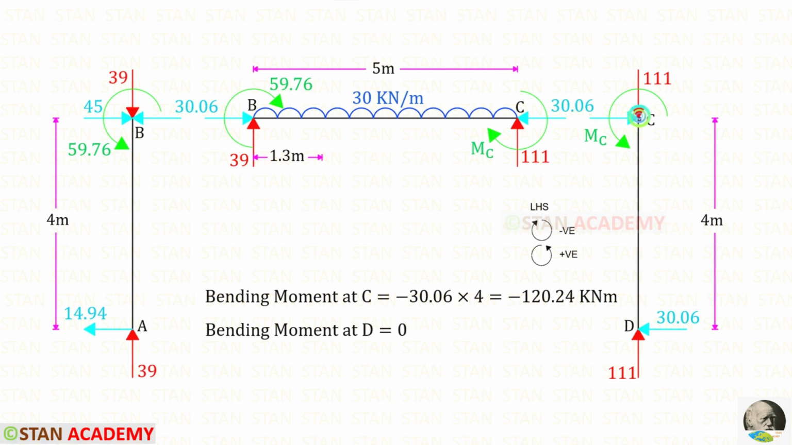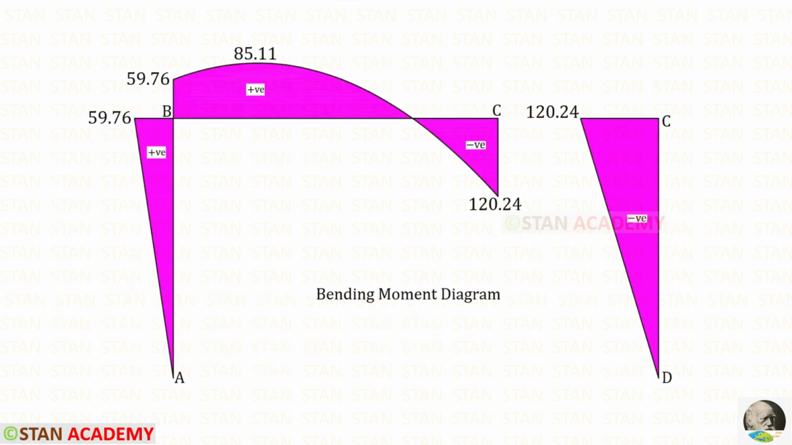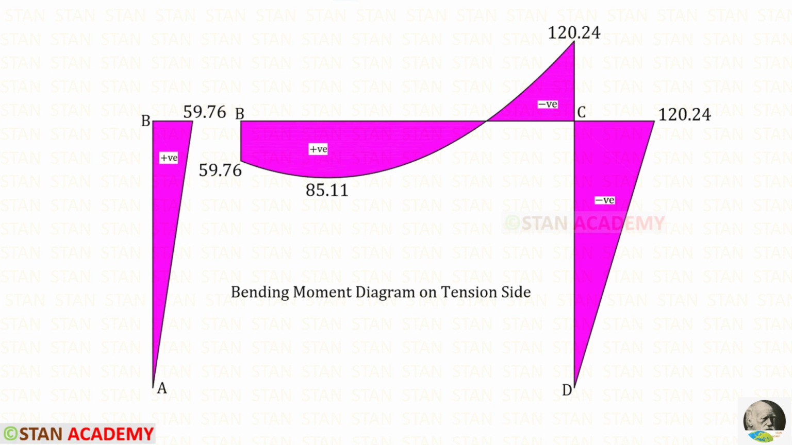To find the moment at C, we can use the left-hand side rule. HD is acting in the clockwise direction, so it will be negative and the distance is 4. For the moment at C, we will get a negative value. That means the moment is a hogging moment. We know that in the hinged end, the moment will be 0. Here you can see the bending moment diagram. If we make the diagram upside down, that means in the opposite direction, that is called the bending moment diagram on the tension side.